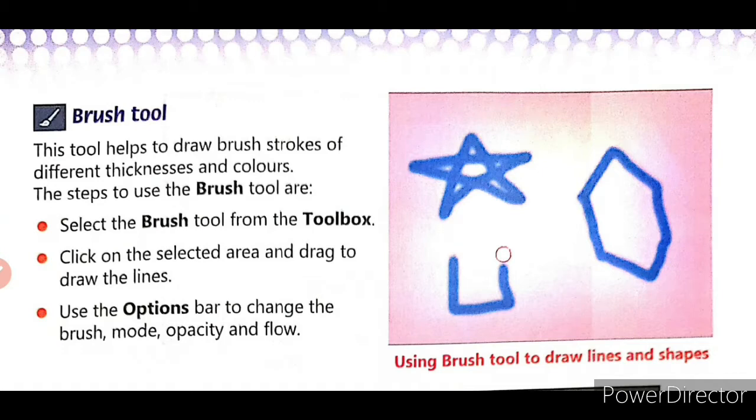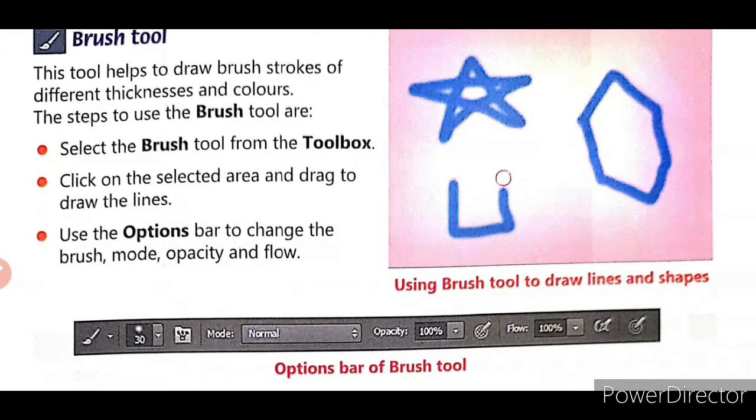See this picture, using the brush tool to draw lines and shapes. We can draw various lines and shapes using this brush tool with various colors and different thickness. What are the steps to use this brush tool? Select the brush tool from the toolbox. Click on the selected area and drag to draw the lines. Use the options bar to change the brush mode, opacity and flow.